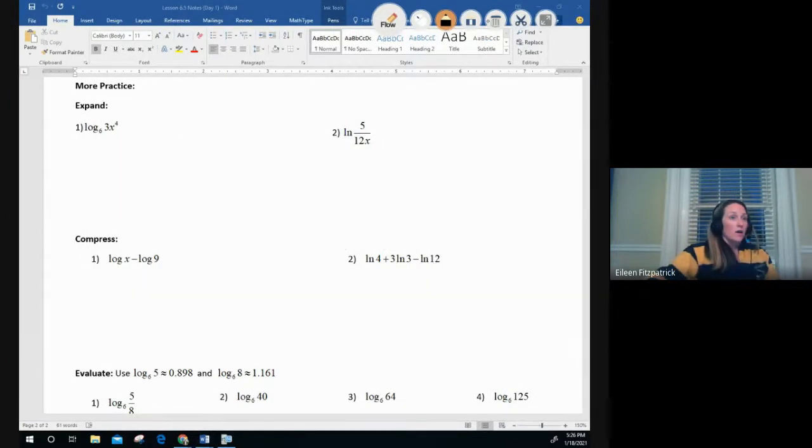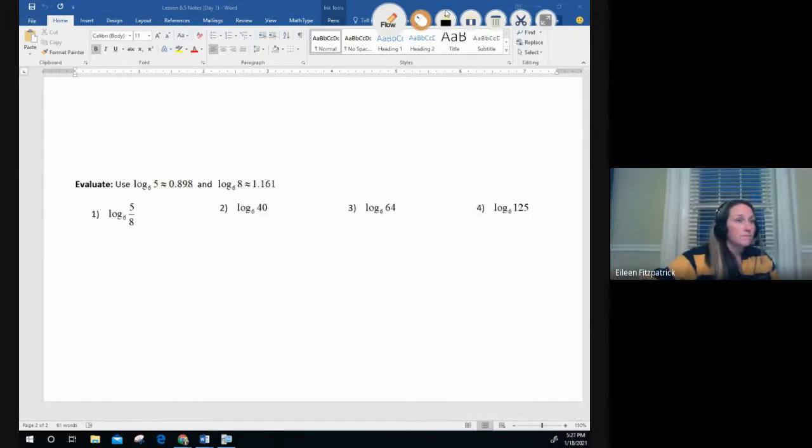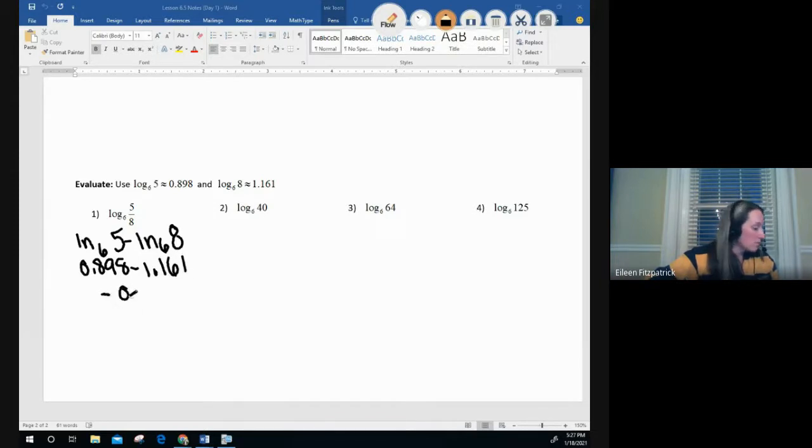And then the evaluation problems below. So I'm going to expand and make this log base 6 of 5 minus log base 6 of 8, and then substitute. So I have 0.898 minus 1.161, and when I subtract, I get negative 0.263.